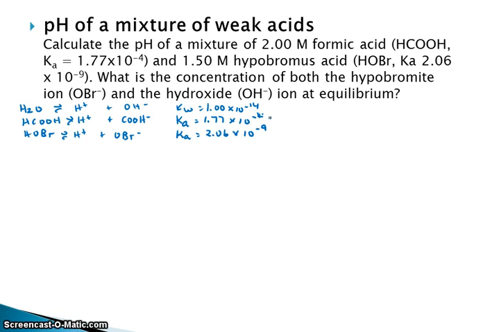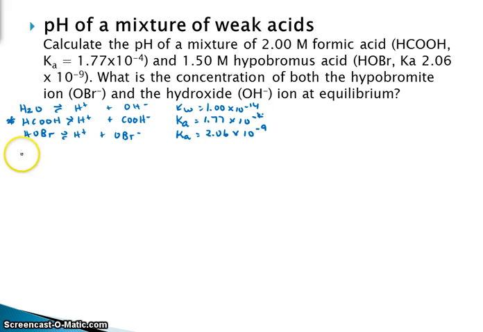Now we want to choose the species that can produce the hydrogen ion concentration with the dominant concentration. So we look at our K values. The larger the K value, the farther the equilibrium is established towards the right, and the greater the concentration of hydrogen ions. So water is 10 to the minus 14, formic acid is 10 to the minus 4, hypobromous acid is 10 to the minus 9, so we're going to start with our formic acid.